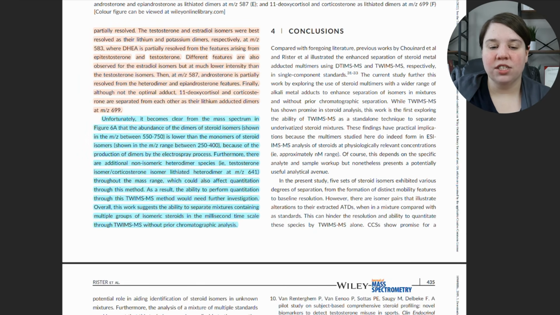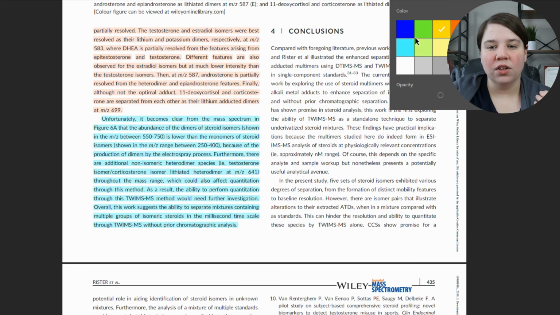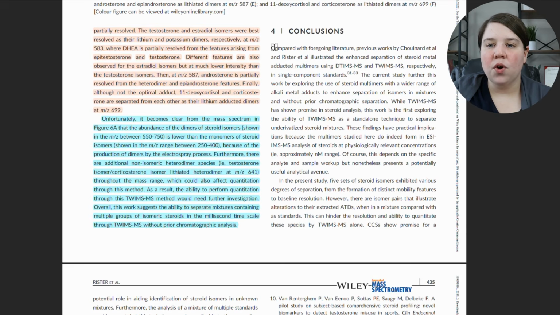With the results and discussion done, we finally have our conclusion section. And so I actually started out this conclusion section, which is kind of interesting to me. I don't remember ever doing this. Usually I start out a conclusion section with significance again. In this case, I didn't. I started it out with a comparison. And so I say previous works illustrated the enhanced separation of this in single component standards.